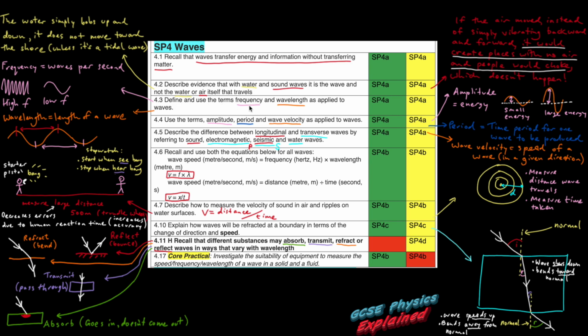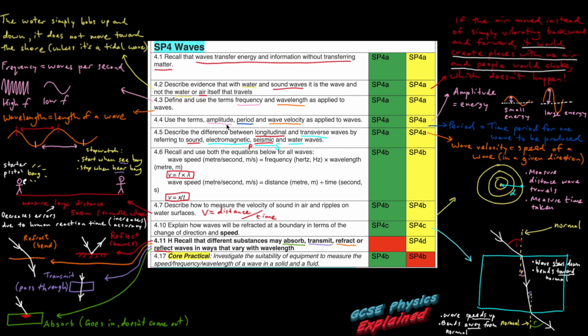Define and use the terms frequency and wavelength as applied to waves. So frequency is how many waves there are per second. So you've got a high frequency, you'll have lots of waves per second. If you've got a low frequency, you'll have only a few waves per second, or one wave as I've showed here. Wavelength is literally the length of the wave. You can show it on a diagram going from peak to peak or from trough to trough.